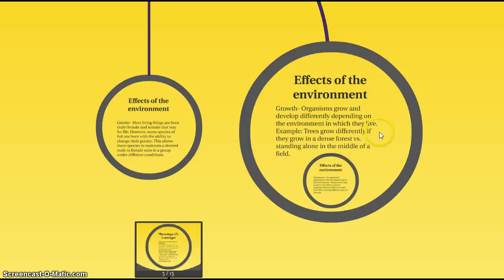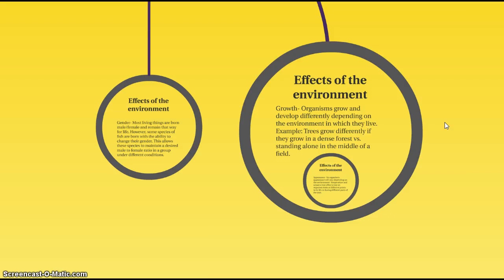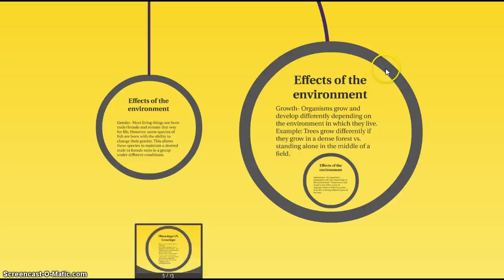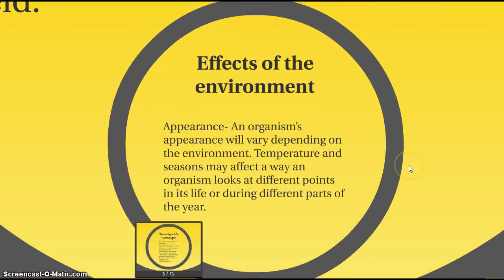Effects of the environment also include growth. Organisms grow and develop differently depending on the environment in which they live. For example, trees grow differently if they grow in a dense forest versus standing alone in the middle of the field. Another effect of the environment includes appearance.